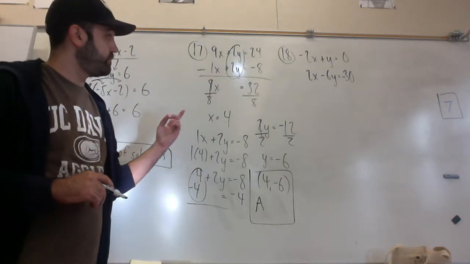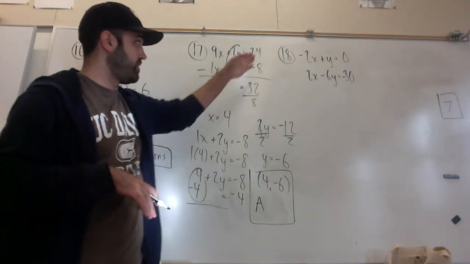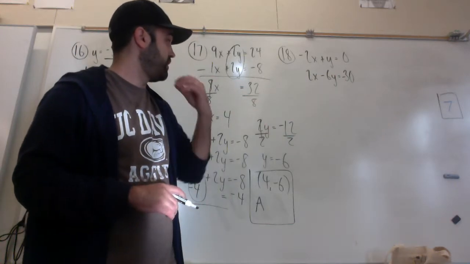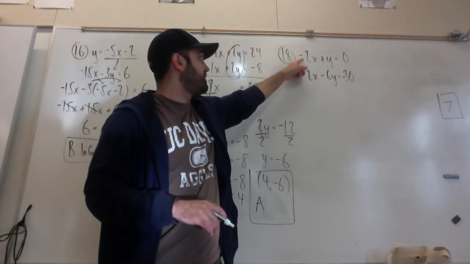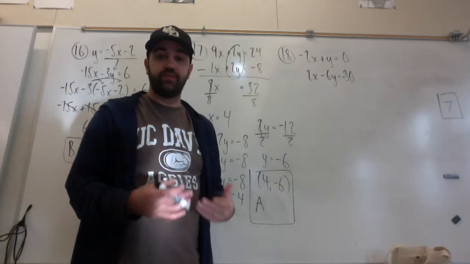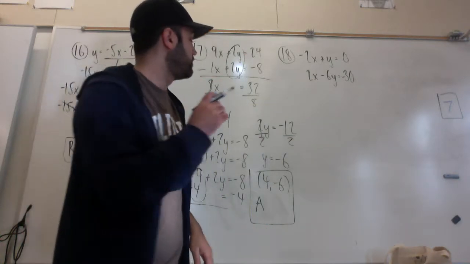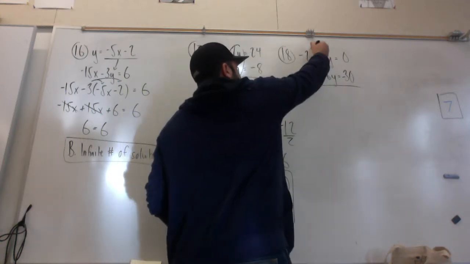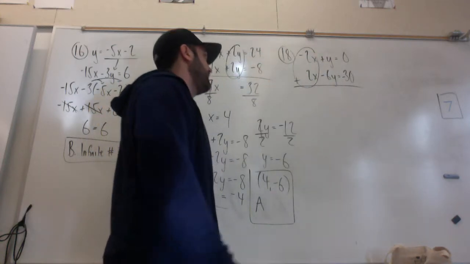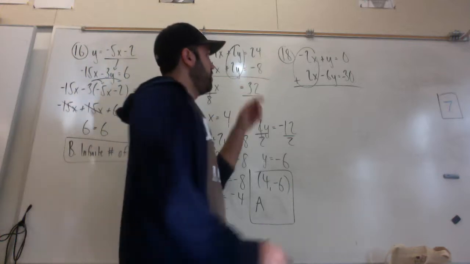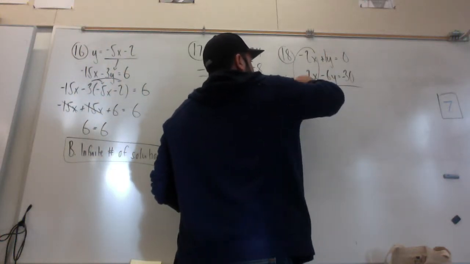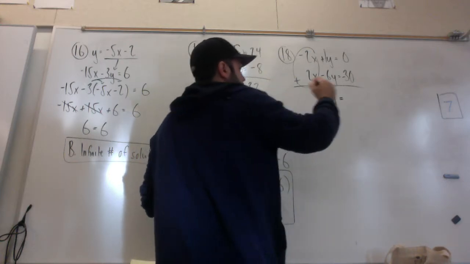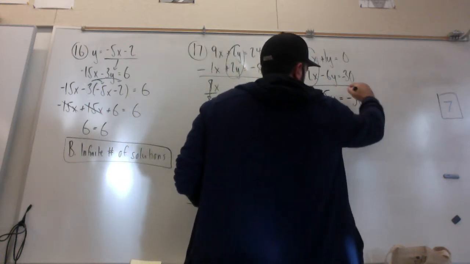And for 18, same idea. They're already set up vertically, x's, y's, and the constants on the right side of the equal sign. We have opposites here, negative 2x, positive 2x. Those are opposites. If we add opposites, it makes 0. So I'm going to add these vertically. So that makes 0, negative 2x, positive 2x, 0. 1y and negative 6y is negative 5y. And 0 plus negative 30 is negative 30.